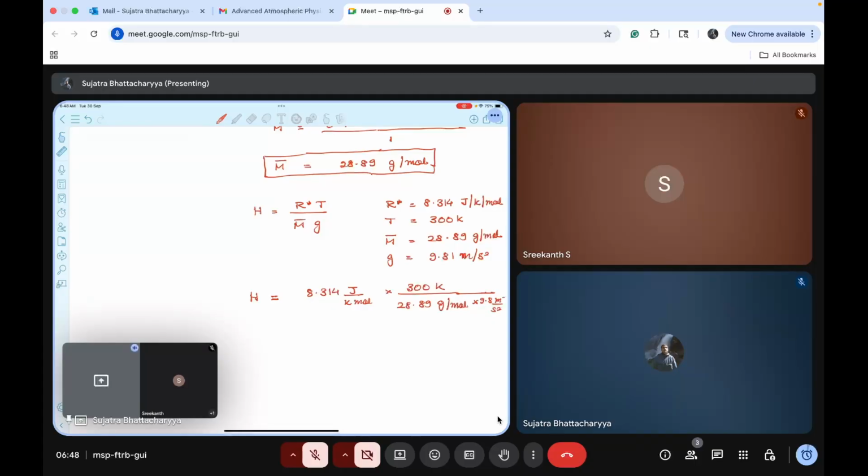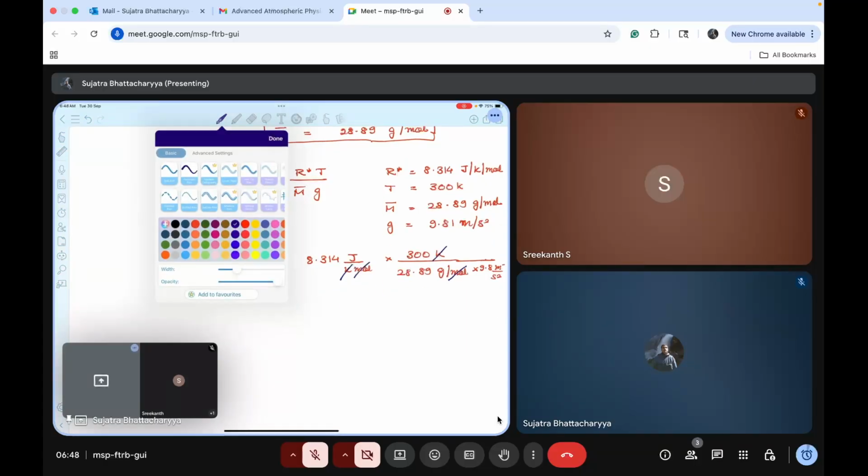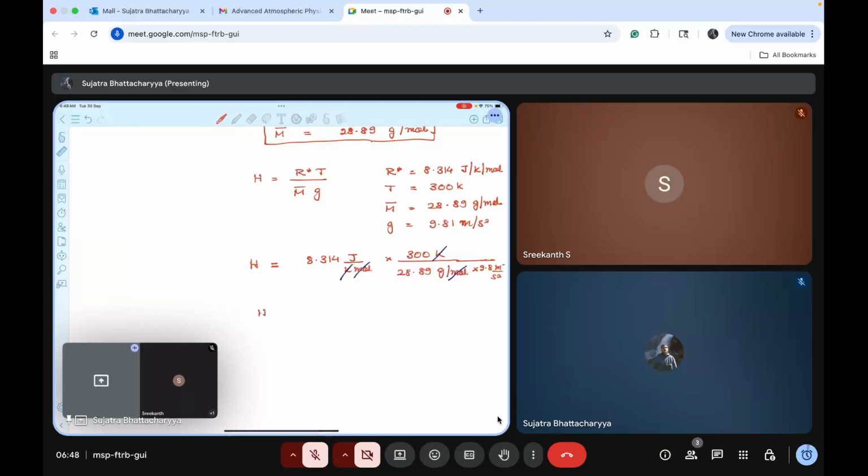So you can see here, the Kelvin cancels. This mole and this mole also cancel. Other things keep as they are. So you put 8.314 into 300 divided by, grams is not the SI unit, kg is the SI unit, so you have to convert it. So 28.89 into 10 to the power minus 3 kg, and you have 9.81 meter per second square.